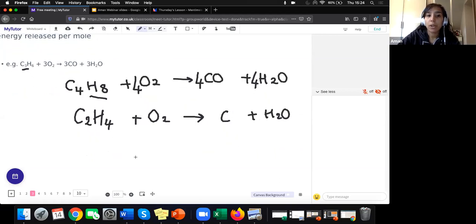So let's balance this equation then. We've got 2 carbons on the reactant side, so we need a 2 on the product side. Hydrogens, there are 4 on the reactant side, so we need to put 2 on the product side to make it 4, so 2 times 2 is 4. When we look at our oxygens, there are 2 on the product side and 2 on the reactant side, so that's a fully balanced equation for the reaction of ethene.